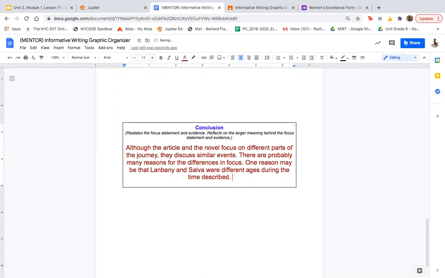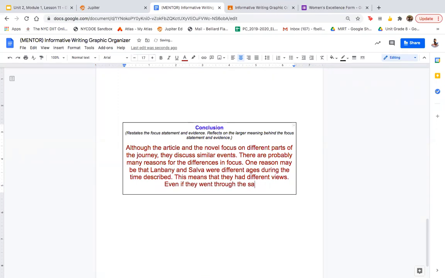This means that they had different views, even if they went through the same events. Excuse my errors. They would have experienced them differently.